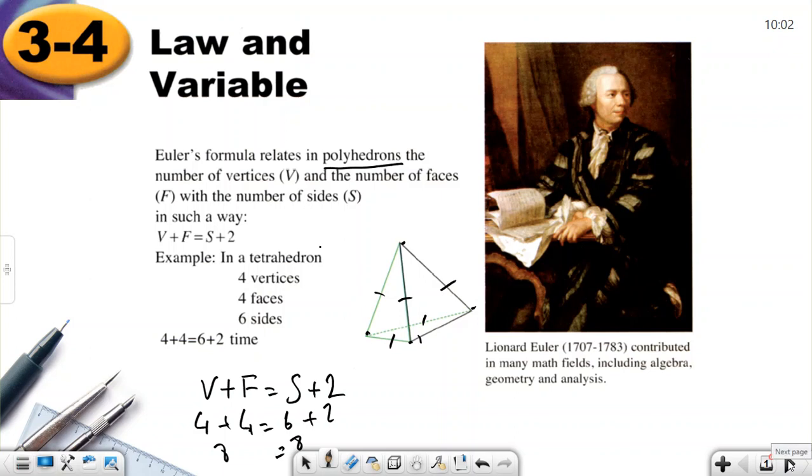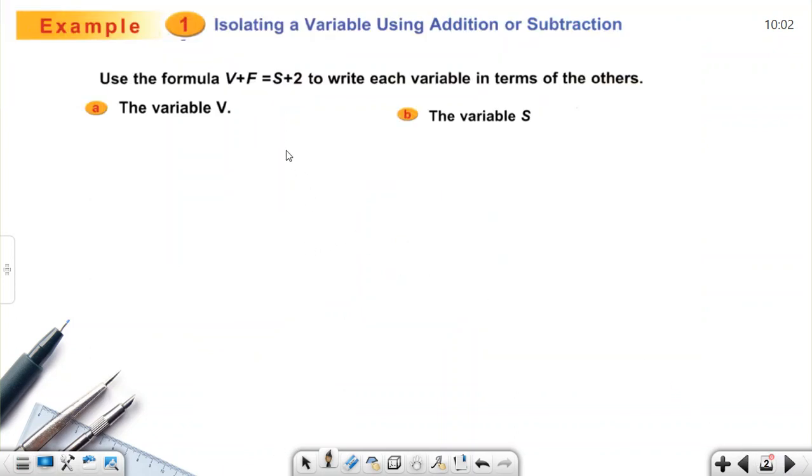What will we do with these rules? It's important here. For example, we will change that rule, using the formula V plus F is equal to S plus 2, and write each variable in terms of the other variables. So we are going to write V in terms of the others. V plus F is equal to S plus 2. My main target is writing V equals something. So how can I isolate this V here? If I subtract F, the faces, from both sides, there will be 0, so only V will be left.